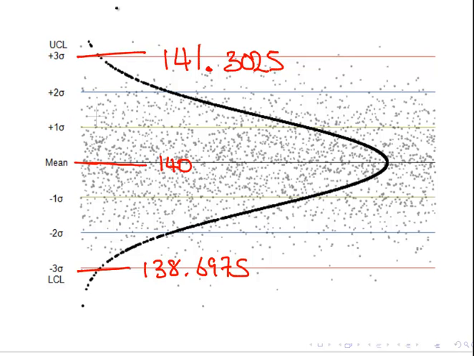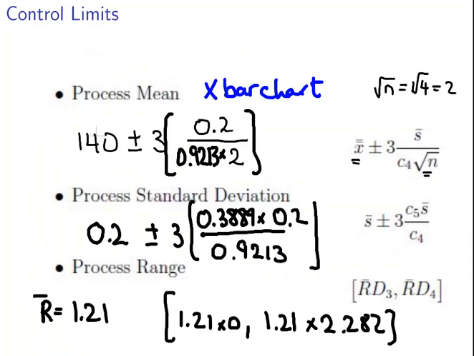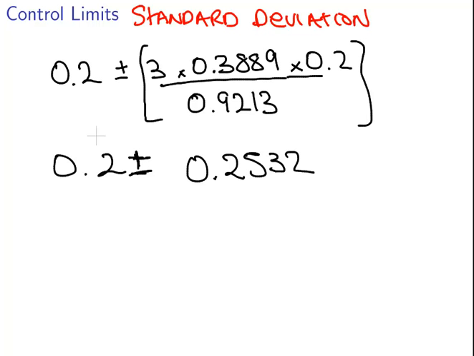Now, what I'm going to do now is the second one. The second one is actually quite interesting, and it is the standard deviation, process standard deviation. I'm just going to scroll back down here. There it was. 0.2 plus or minus 3 times that there. So let's calculate that out. Let's go to a blank page. So there we have it again. So it's 0.2 plus or minus 0.2532. Okay, working that out.